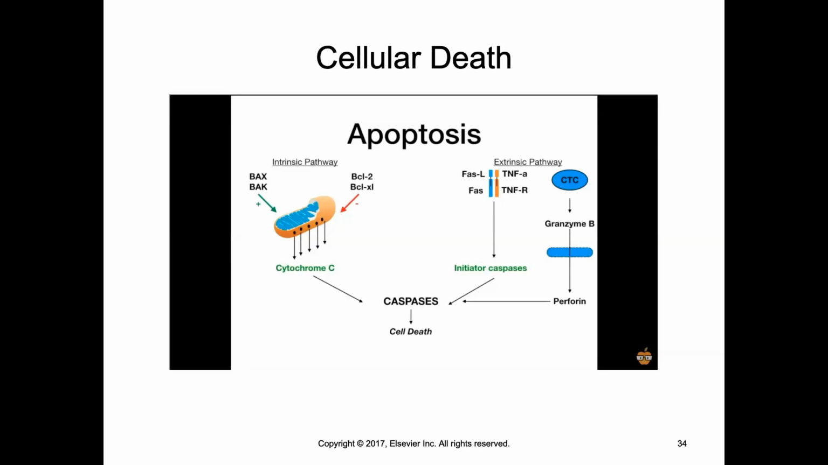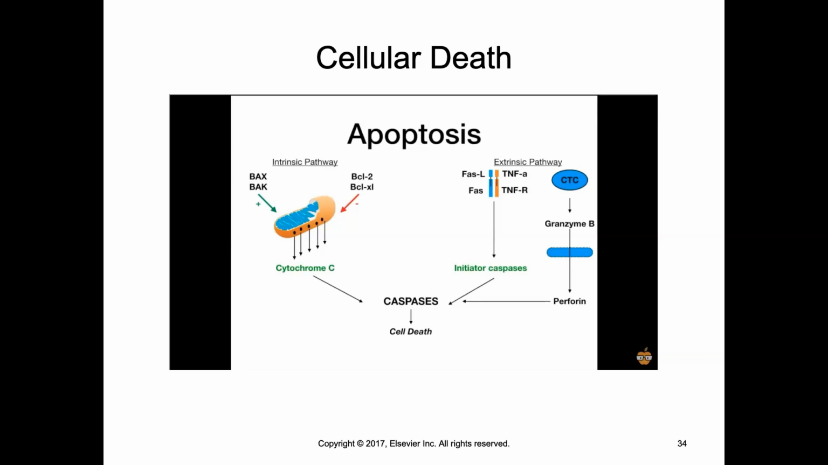So whether you're in the intrinsic pathway and you use cytochrome C to activate caspases, or you're in the extrinsic pathway and you bind Fas ligand to Fas or TNF alpha to the TNF receptor, or the cytotoxic T cell spits out granzyme B that perforates a membrane that activates perforin, all of these things activate caspases, which cause apoptosis. So if you're with me so far, you already know the physiology of apoptosis. You know how this works. Now let's give you some sexy mnemonics to make this easier.